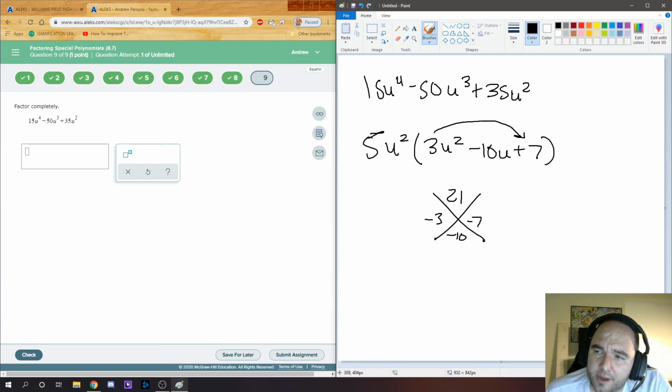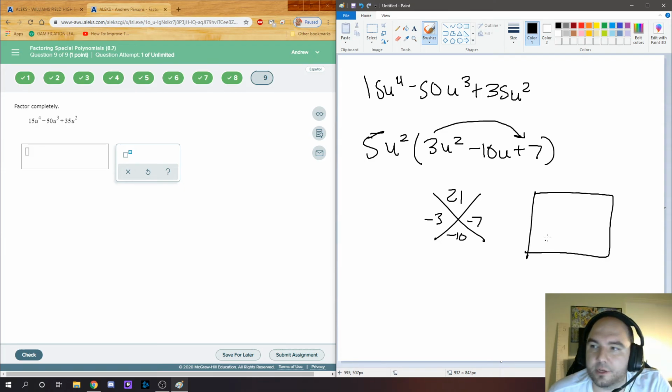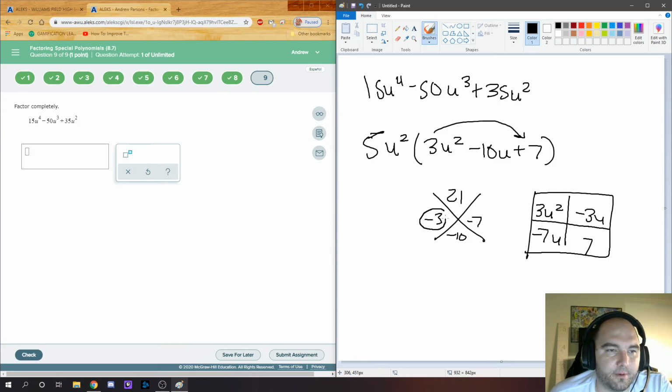Shall I switch it up and do the box method? Oh, for heaven's sake. Here we go. Let's do the box method. I got to make sure that you people that love seeing that method at least get to see it once here. 3u squared and 7 go in here, those things that were connected via the large arrow I made. Negative 3u and negative 7u are going in these other ones because those were the pieces I got from my cross here. I can divide out 3u and 7.